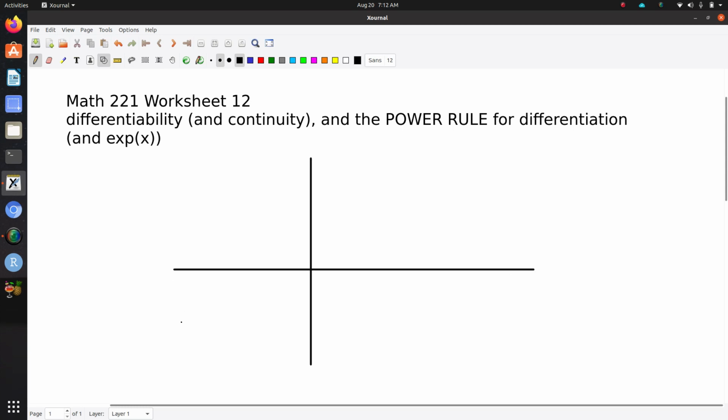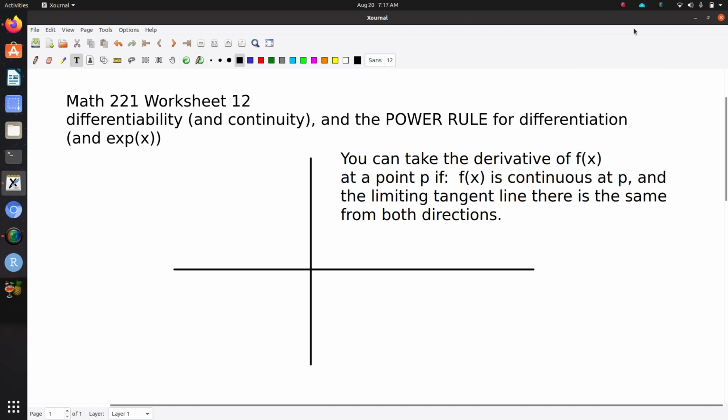So, in order for you to be able to take a derivative, I'm finding this is probably the easiest way to describe this. You want to know if a function is continuous at the specific point p where you want to take the derivative. So first of all, it has to have a limit from the left, a limit from the right, and the value of the function has to be the same. We've discussed that before. But now we have the definition of the derivative in hand, and so we want to make sure that the limiting tangent line there is in the same direction from both directions.